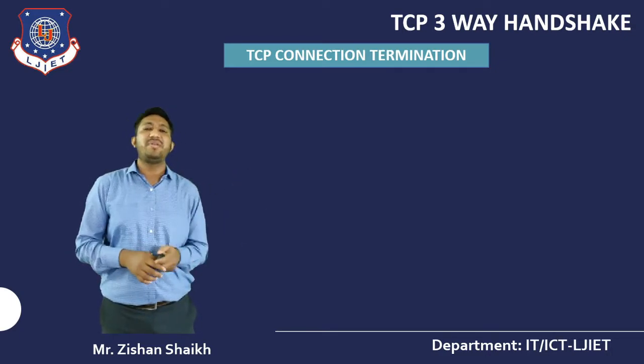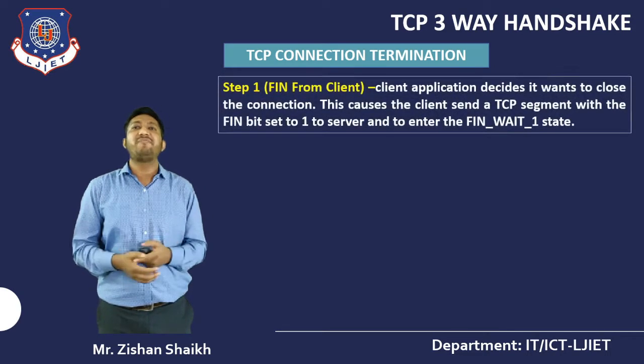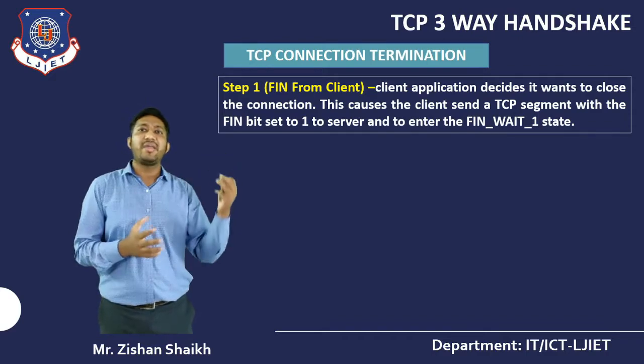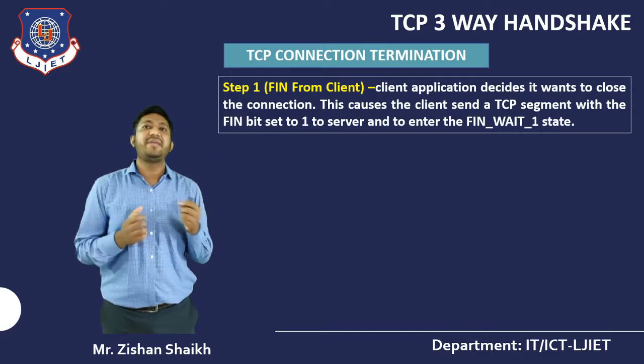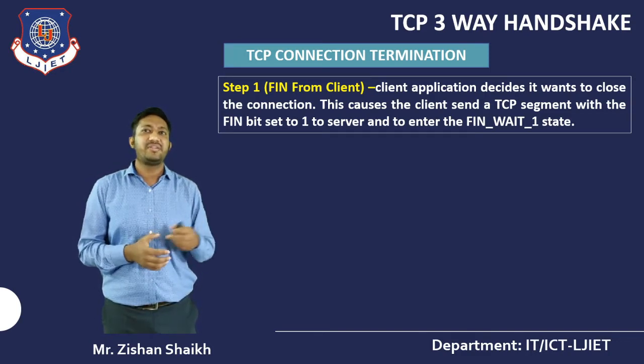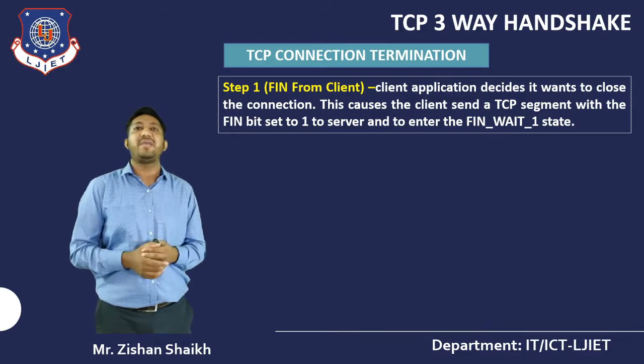But in this scenario, we will discuss what steps are followed if the client wants to terminate the connection. Here again, a number of flags and signals are sent by the client and receiver. So what are those particular signals? Let's learn one by one. First is the finish, FIN.